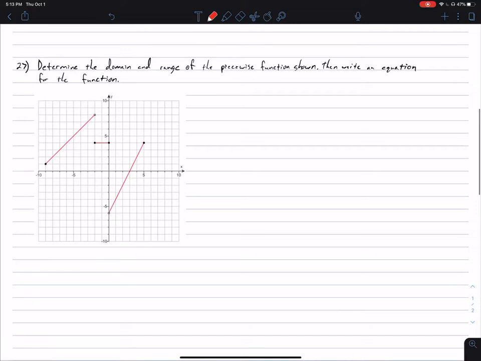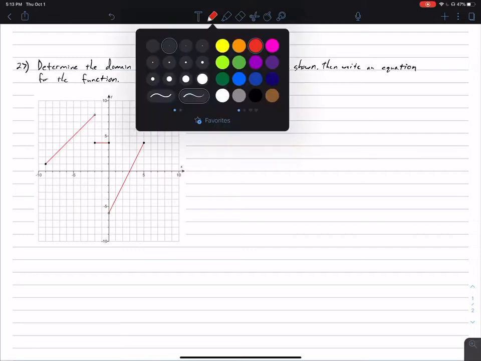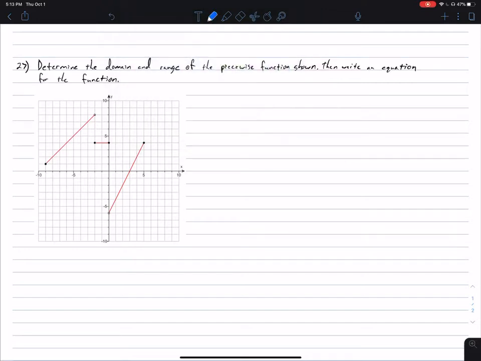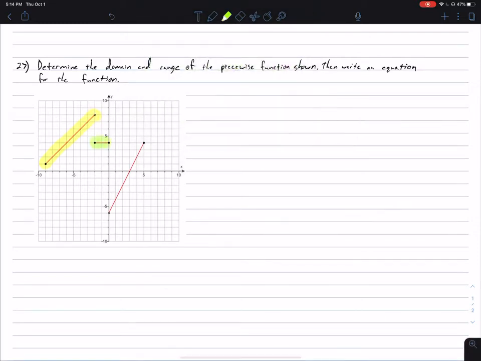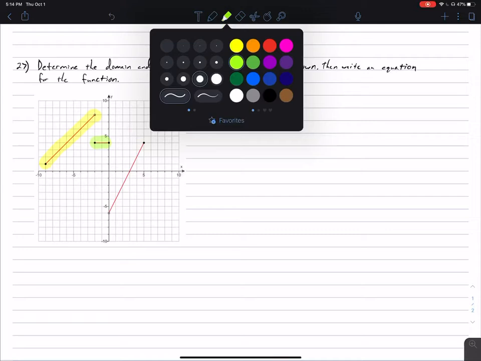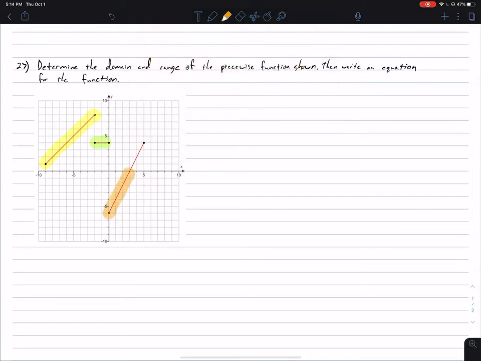They're asking us to do the same thing in number 27, but this time they're looking for the domain and the range. So we need to come up with the equations, and then we can talk about what the domain and the range are. But let's do the equations first. Again, I'm going to highlight these portions. This time we've got 3 of them, but fortunately one of them is a constant. It's going to be a straight line, so that one will be pretty easy to figure out.